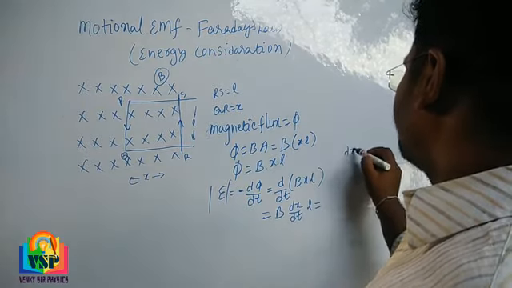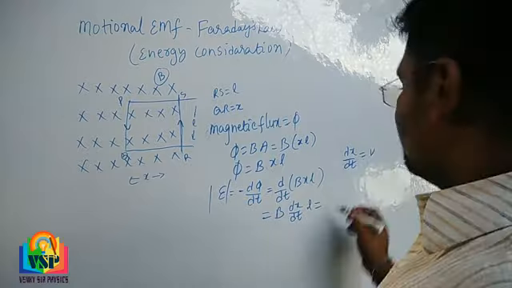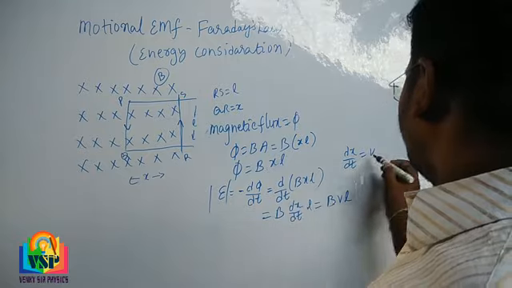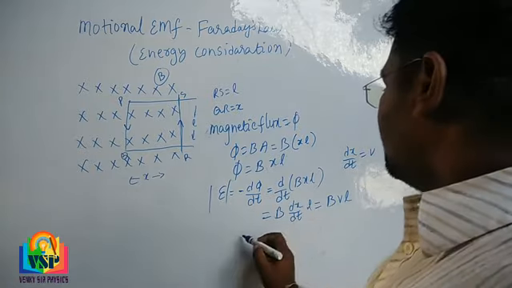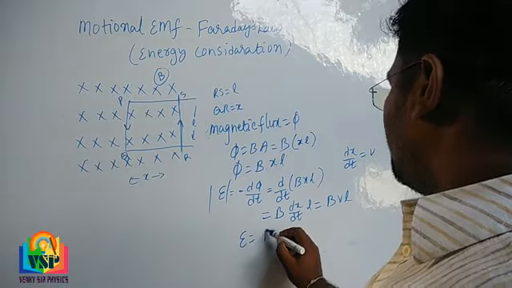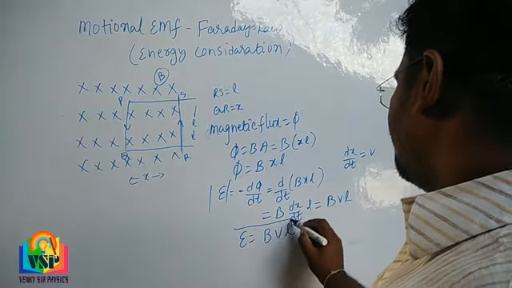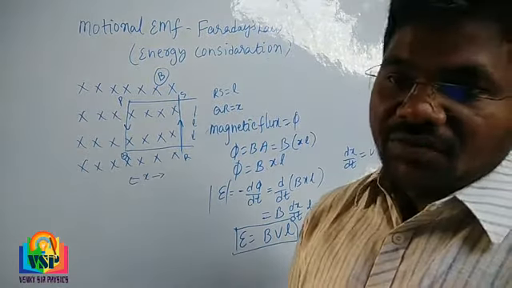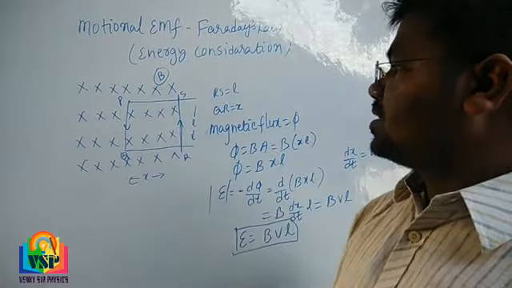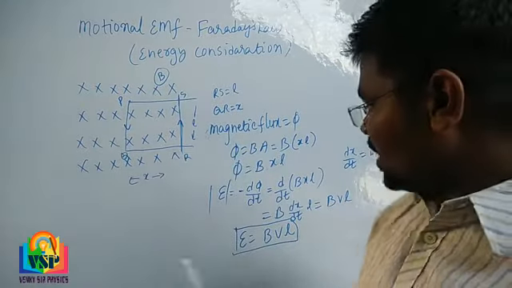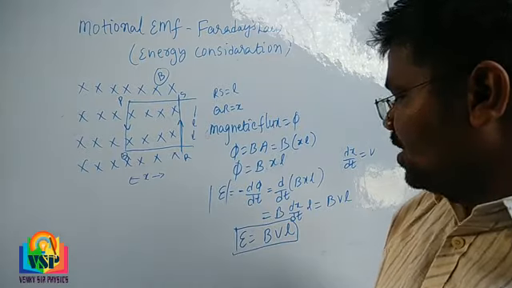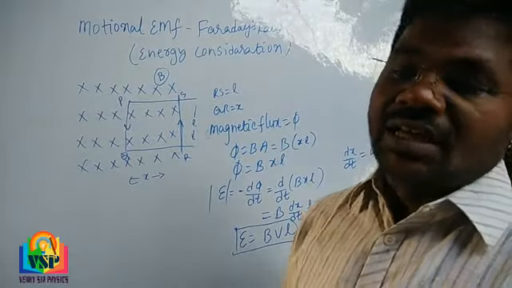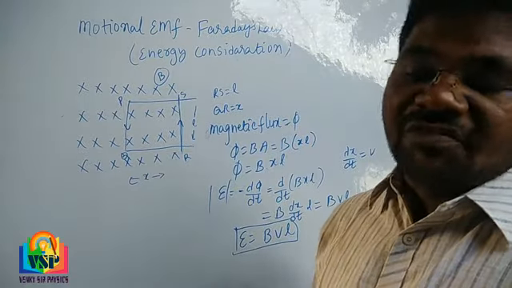dx by dt is equal to V. So B into V into L. Rearranging, EMF E is equal to BVL. From the PQRS area and magnetic field, we get EMF E is equal to BVL. From this EMF we can find current, force, and power.